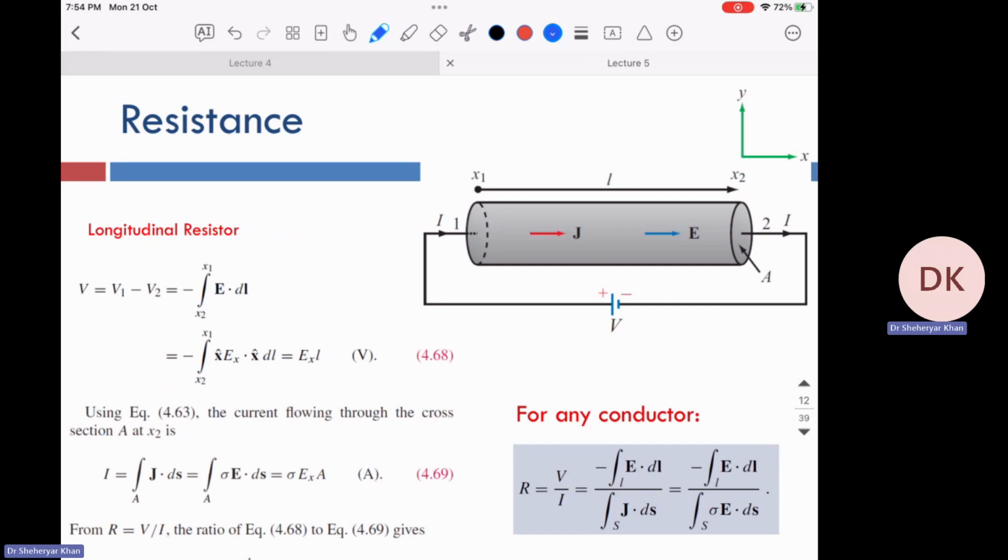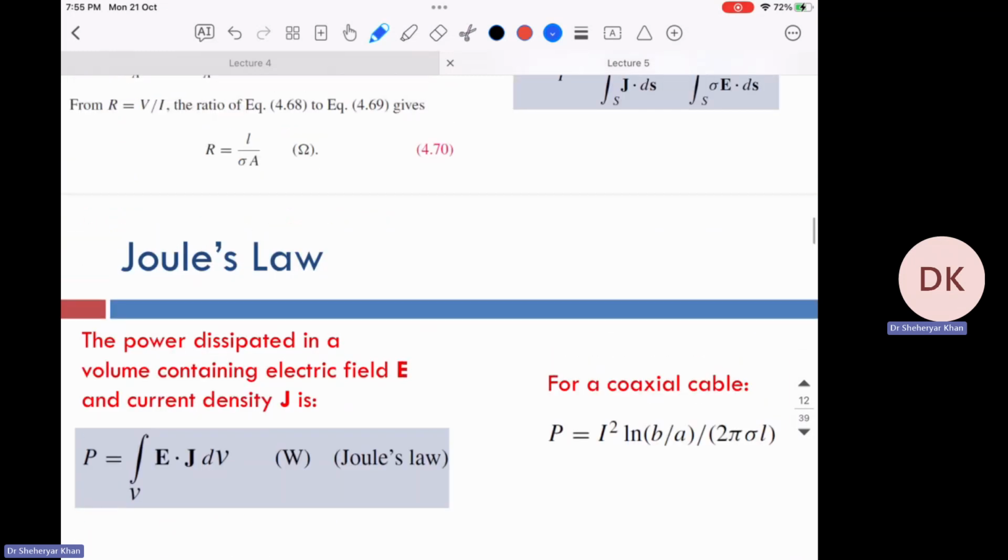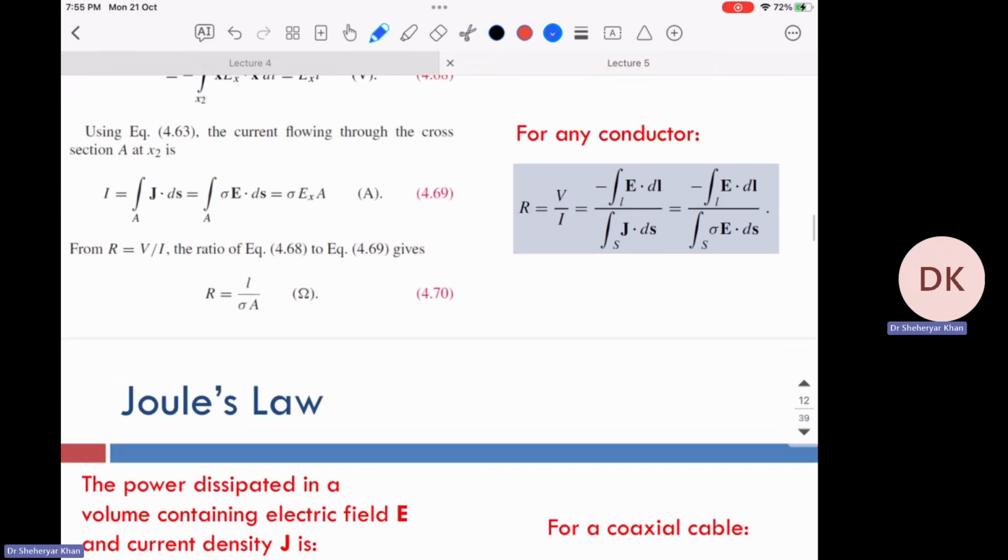And current is J dot ds, and then the area is A. The J comes from the current density, and you plug in all the values, you get sigma E A. So J is sigma E, which comes from Ohm's law. Now we have the voltage, we have the current, and the resistance is V over I. So you have E dot dl, E dot ds. Now let's see the resistance. So if you have the electric field and the length, and you have the area, you can find out the resistance.